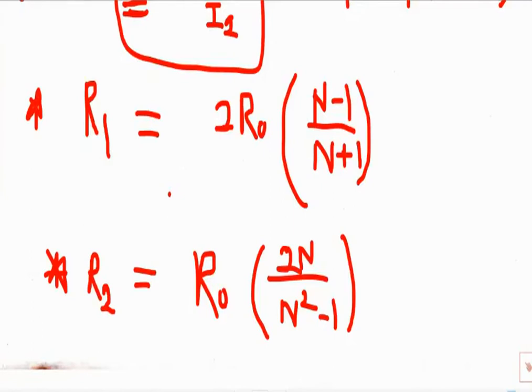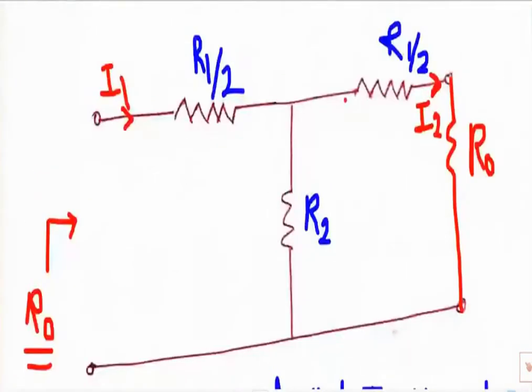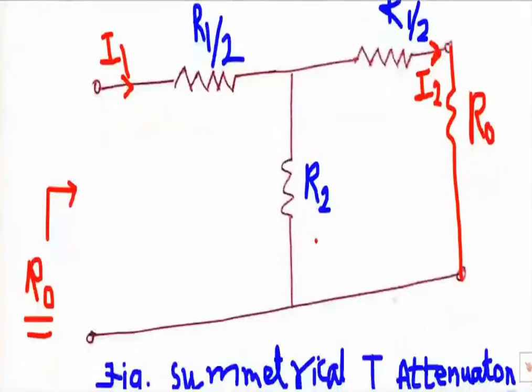R1 equal to 2R0 (n minus 1) upon (n plus 1). R2 equal to R0 times 2n upon n square minus 1. Okay, completed. Diagram clear. R1 by 2, R1 by 2, R2. This is the diagram of symmetrical T attenuator.